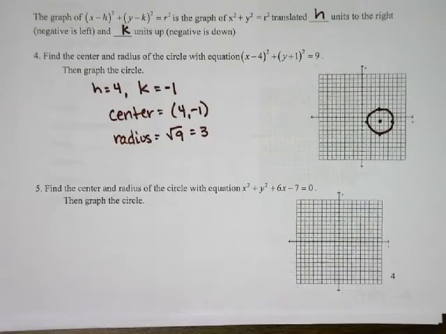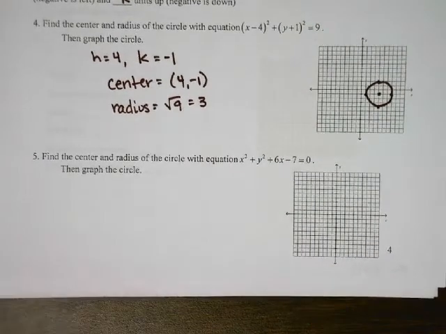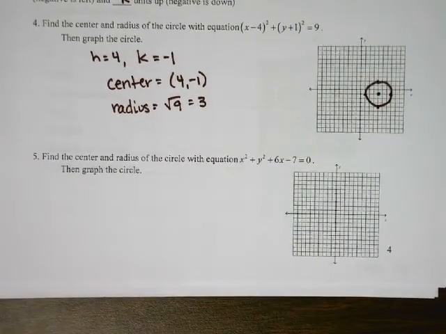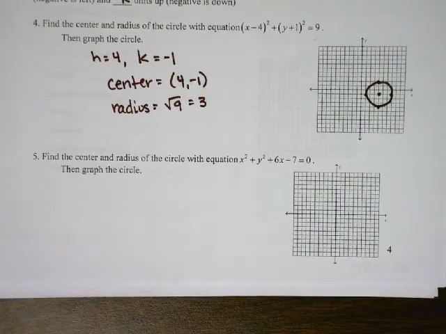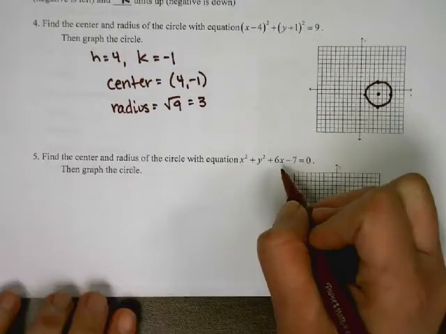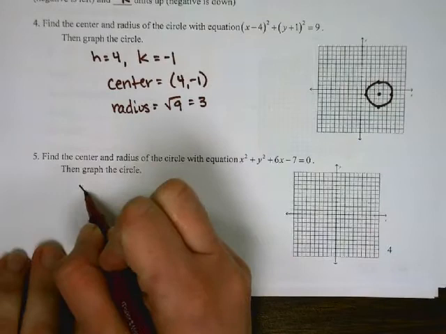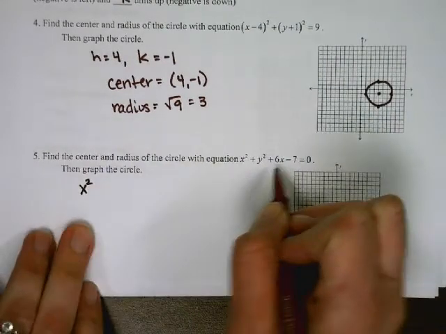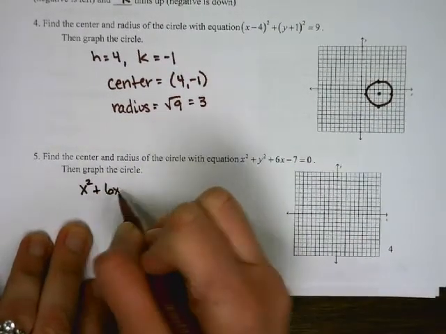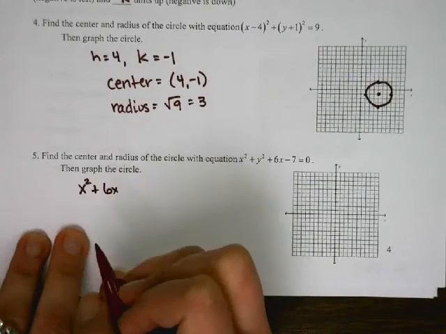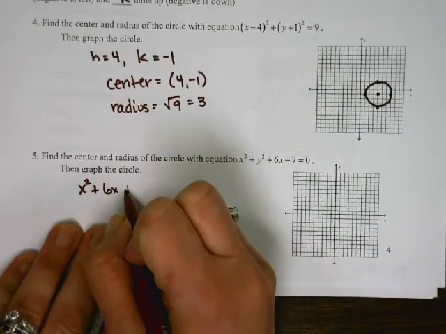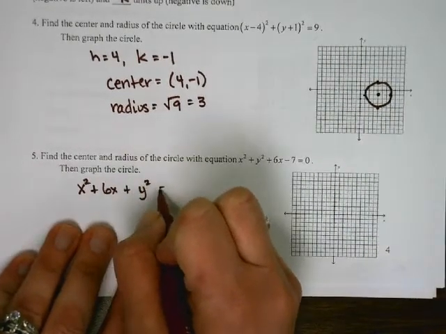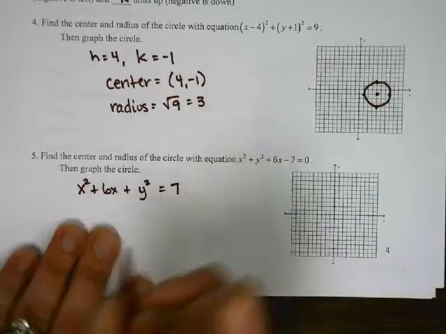Okay, so here we go. When I complete the square, remember I'm going to group my x's together and group my y's together if I have anything going on. So here I go. X squared plus 6x, and then I'm going to say plus y squared equals, and I'm going to move the 7.